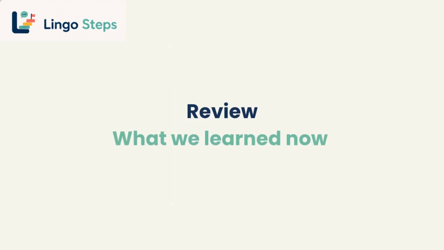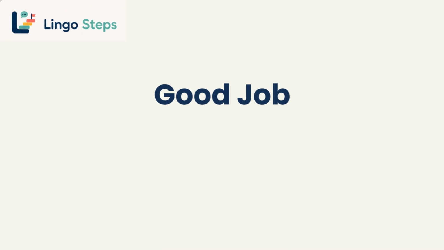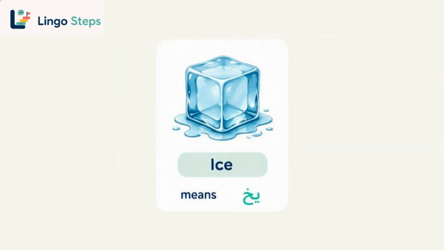Let's review what we learned now. H. This is the letter H. H, horse. H, house. H, hand. Wonderful. Good job. Let's learn the next letter. I. This is the letter I. Repeat, I. Ice. Repeat, ice. Ice یعنی یخ.